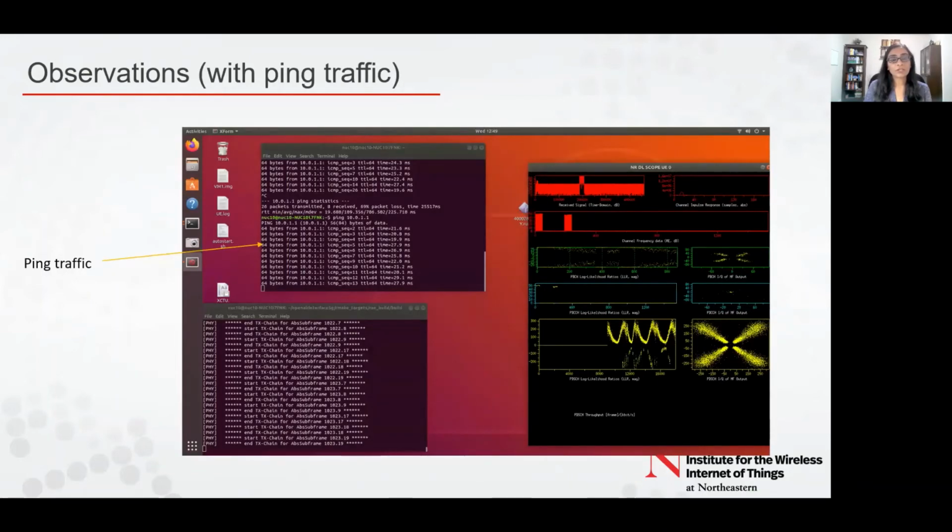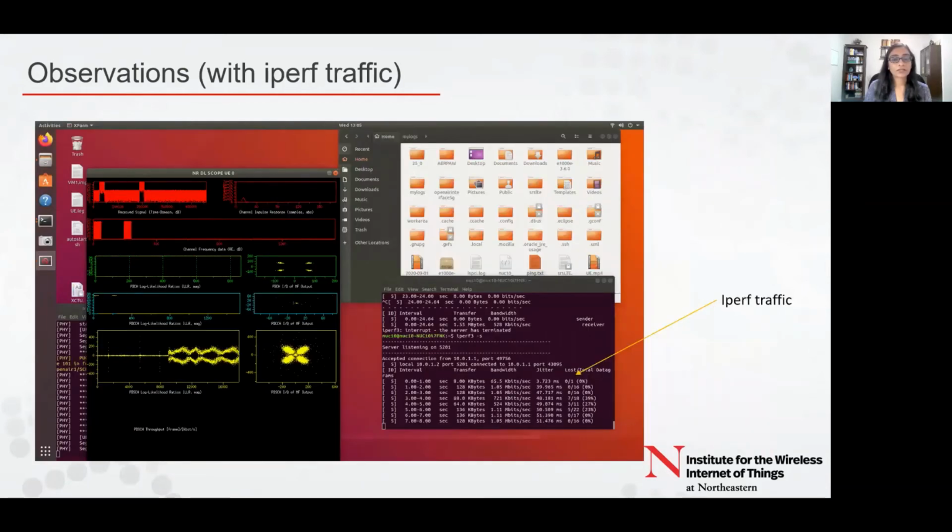With the improved constellation on the AERPAW test bench, we are able to exchange some data traffic. This slide here shows the results with ping traffic, and this next slide here shows the results with iperf traffic. If we look closely though, we can see that there are packet drops and the performance is very low.